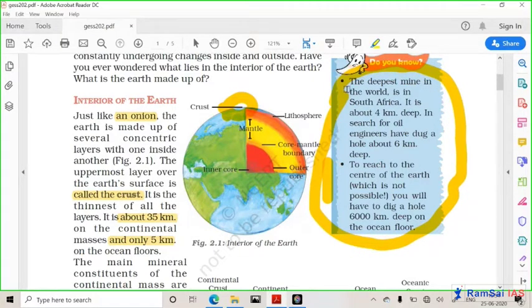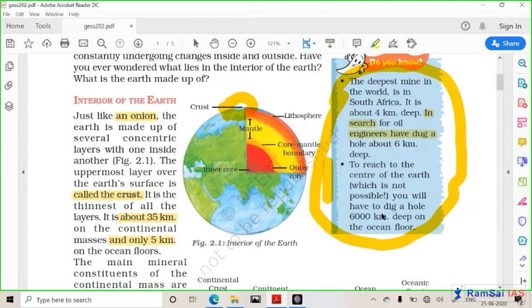The deepest mine in the world is in South Africa. It is 4 kilometers deep. Getting it? There is also a deep exploration going on in the Arctic region. The mine is called Kola, but that is an abandoned mine. So right now the deepest mine is in Africa, which is about 4 kilometers deep. To reach the center of the earth, you would have to dig a hole of about 6,000 kilometers.